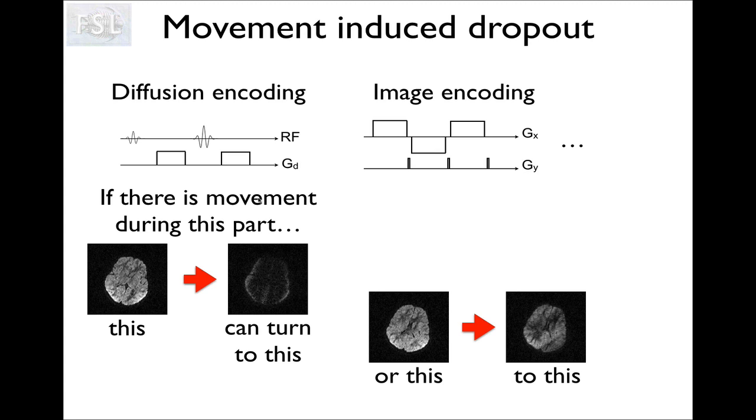So it's not difficult to imagine that a gross movement of the head during this part will lead to a signal loss, and that signal loss will be more or less even across the entire slice, because it's just so massive. It's a little bit more complicated than that, and it's actually only rotations that give rise to this, but that's just going too far. So what can Eddy do about this?